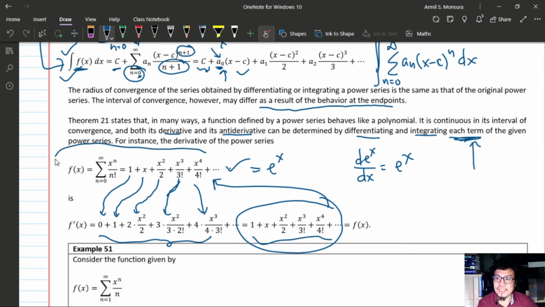Whether you get the derivative of e raised to x as a power series, you would have the same power series as its derivative. So that's the wonder of your e raised to x. That's the wonder of your exponential.